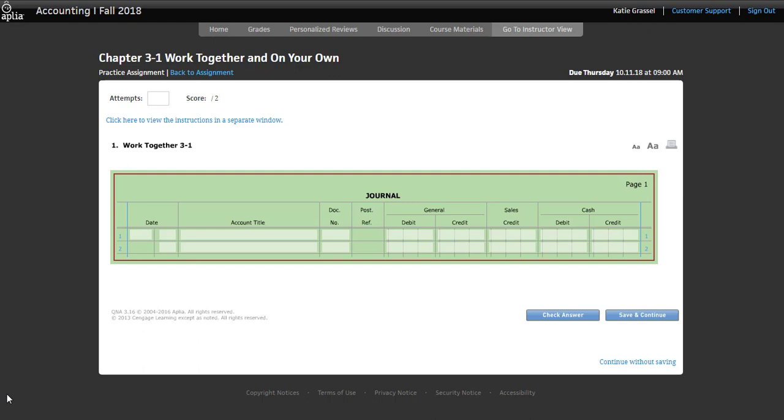So say you affect cash and sales, you still have to write an account. No, that's the one exception where you don't have to write something there because you're affecting two special columns, and I'll show you how to do that.